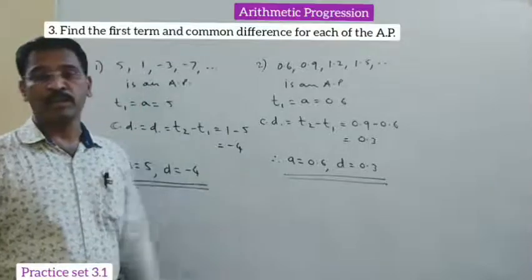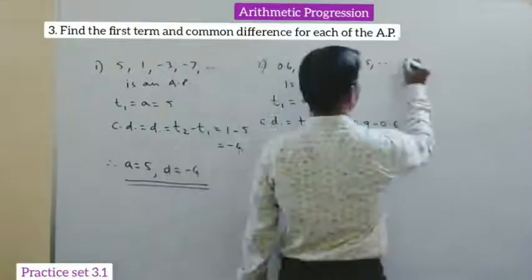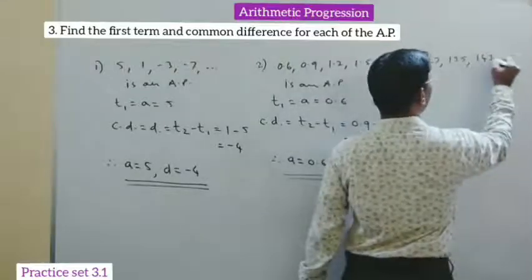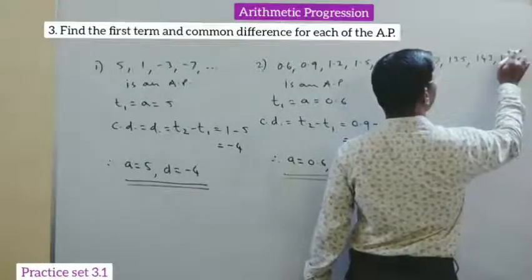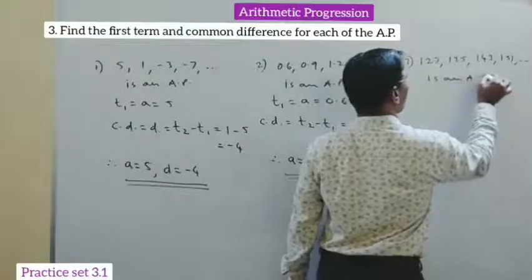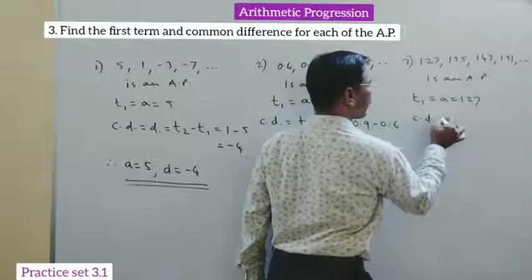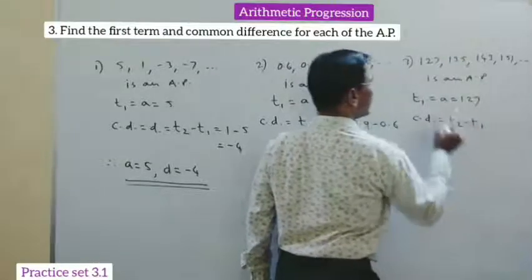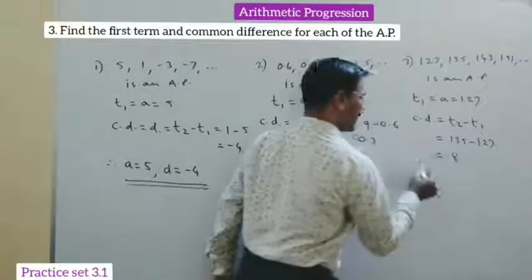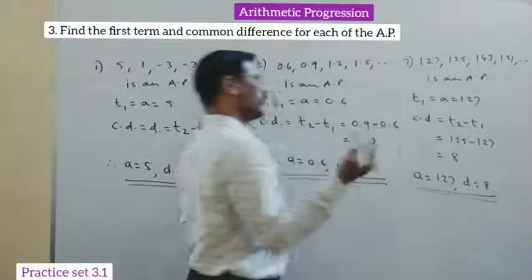See here, how simple all these are. Yes, one more. That is 127, 135, 143 and 151. These are some terms given of an AP. Now T1, which is A, that is 127. What about the common difference? That is T2 minus T1, 135 minus 127. I think the common difference is 8. So A is equal to 127 and D is equal to 8. Like this we can solve.